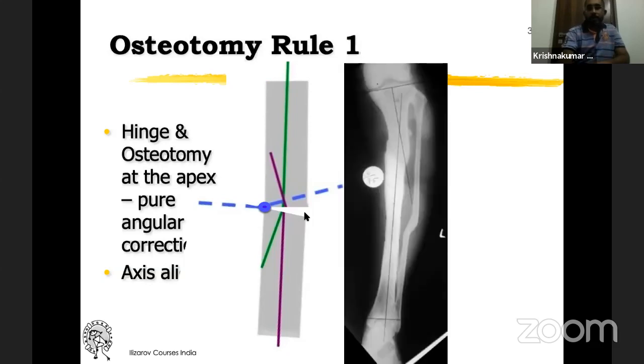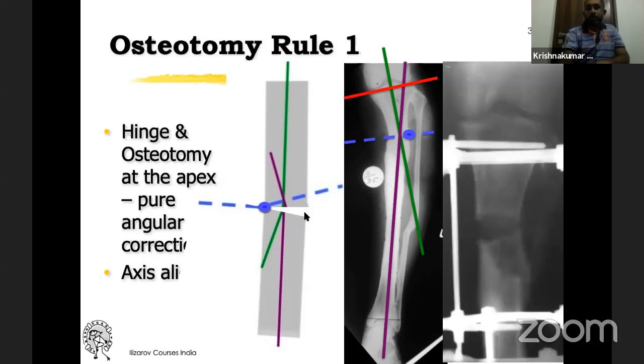That's an example. It's a varus tibia. You have the proximal axis and the distal axis. There is a transverse bisector line. That's a hinge that I've placed at the convex border, and that's an opening wedge osteotomy.